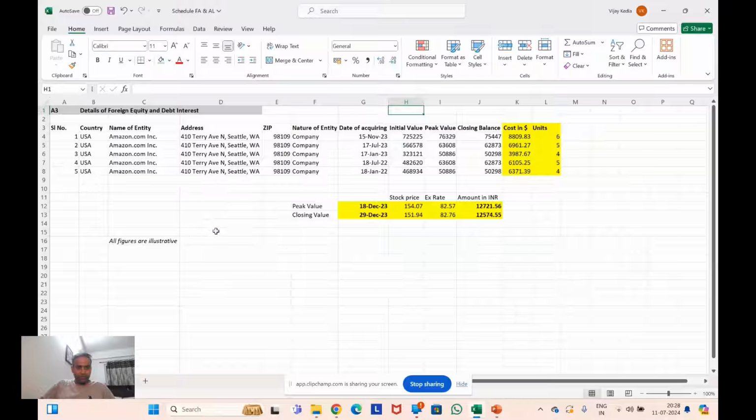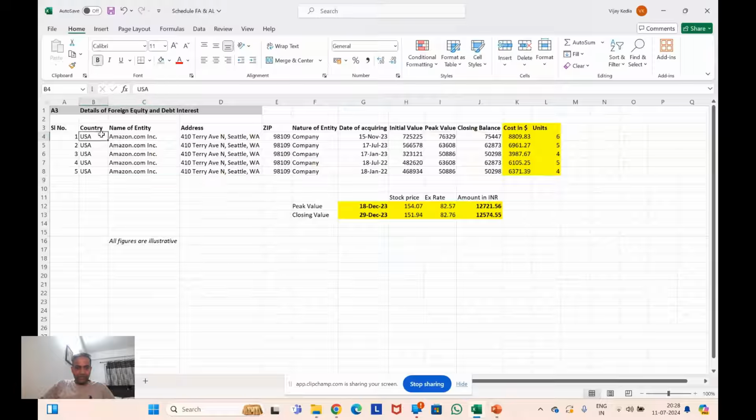So first of all, there are various items you can select, like item A1, A2, A3. And for RSUs or foreign stocks, you need to select item A3, which is details of foreign equity and debt interest. So that's the first thing you're going to select. And once you select that, these are the details which will be asked.